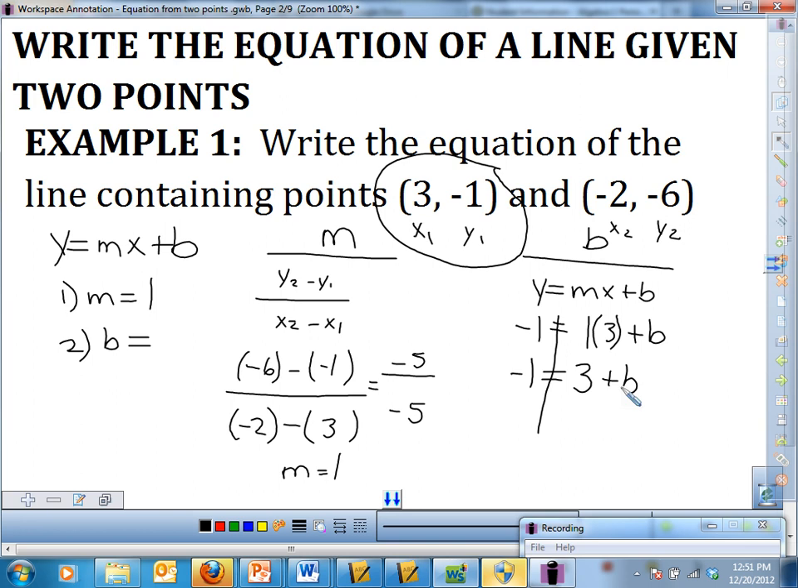Now this has turned into a one-step equation. I'm going to ask myself, what's happening to b so that I can get b alone? Well, 3 is being added to b. How do I undo add 3? I'm going to subtract 3 from both sides. Now I'm going to simplify. -1 minus 3 is -4. 3 minus 3 is 0. That cancels, and I'm going to bring down my b. Now I have that b is -4.